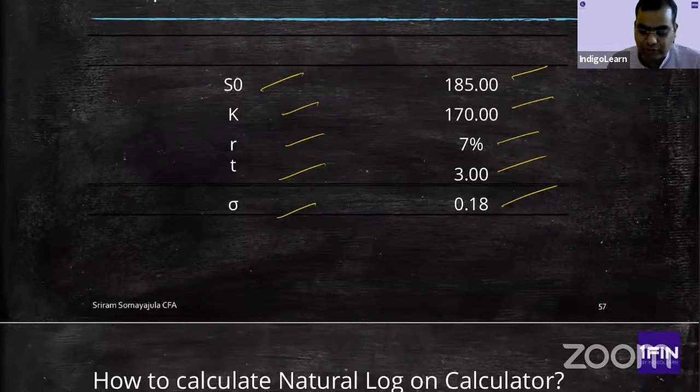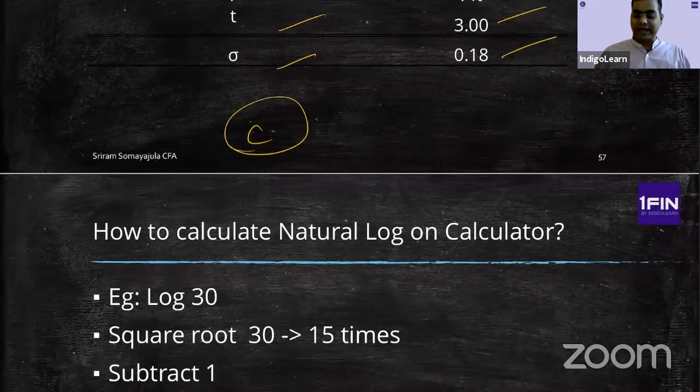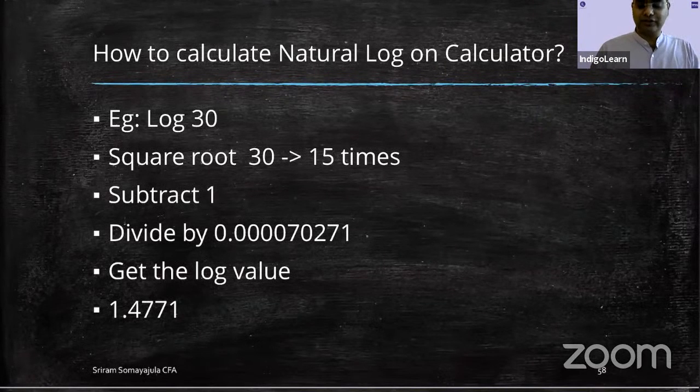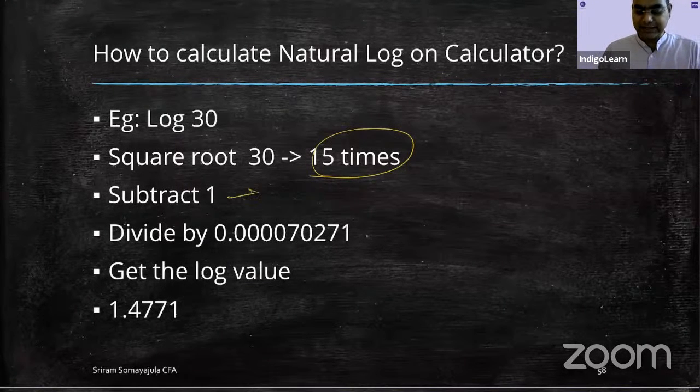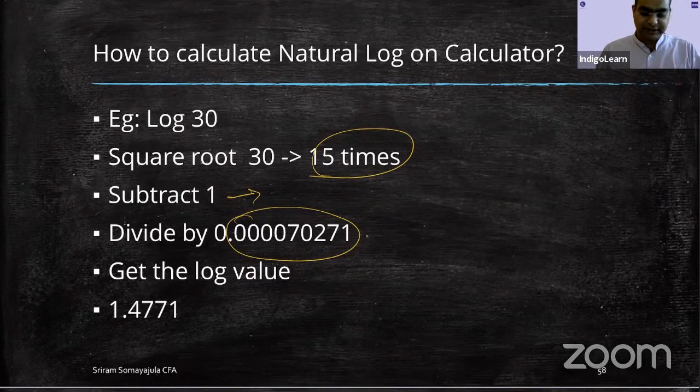Here I want to show you one more thing. If they don't give you natural logarithm values, you can manually compute using a calculator trick. Let us say you want to compute log of 30. In case of computation of e power something, we took the square root 12 times. Here you have to take the square root 15 times. Then subtract 1 and divide this by 0.00007021. So, log 30: you take the square root 15 times. 1, 2, 3, 4, 5, 6, 7, 8, 9, 10, 11, 12, 13, 14, 15.